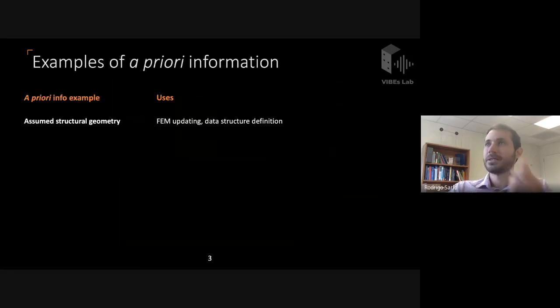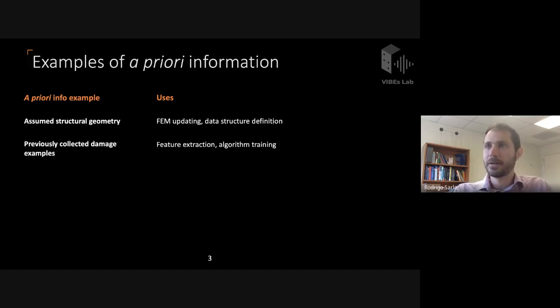To give you some examples of what I mean by a priori information, essentially it's offline information that's somehow injected into the system in some way or another. One example could be an assumed structural geometry, which is used for defining and updating an FEM, a finite element model, or simply for defining the structure of the data that you're dealing with, sensor locations, things like that.